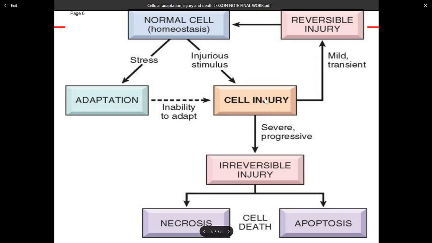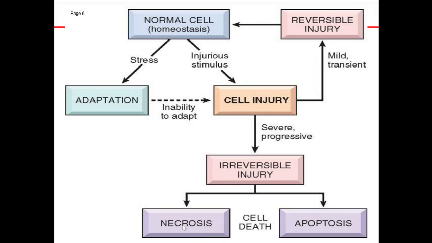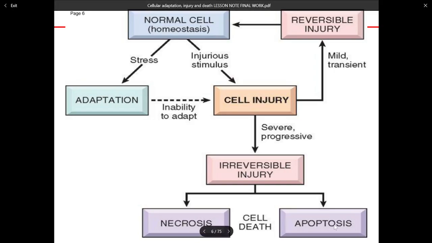Now, this injured cell, if the stimulus is mild and transient, the injury will be reversed. If the injury is reversed, the cell will become normal. Now, if the stimulus is severe and progressive, there's irreversible cell injury. And when irreversible cell injury occurs, cell death will occur. And cell death occurs in two forms, basically necrosis and apoptosis. Necrosis is the death of a cell, while apoptosis is a programmed cell death.